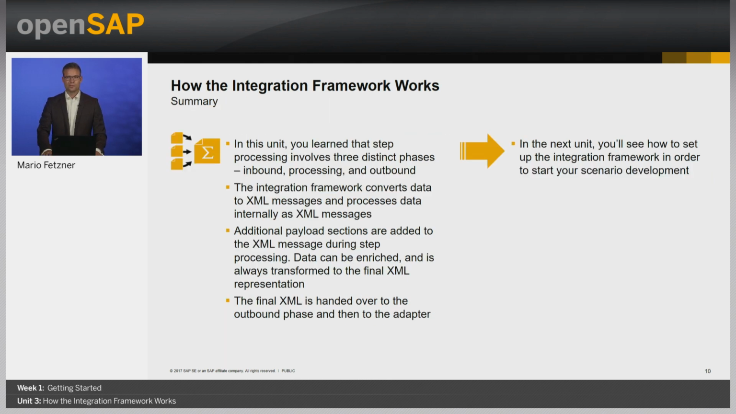To summarize this unit, step processing involves three phases: inbound, processing, and outbound. The integration framework converts all data it receives to XML messages and processes data internally as XML messages. Additional payload sections are added to the XML message during step processing. This can include external calls to enrich the data, as well as the transformation of the data into a final XML representation. The final XML is handed over to the outbound phase and the adapter for transmission.